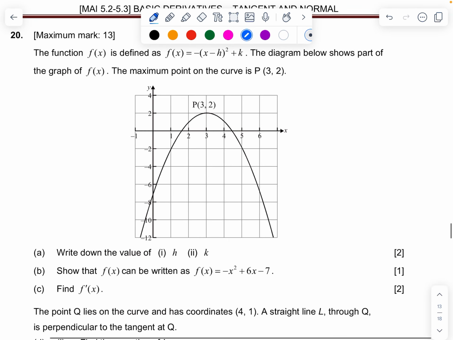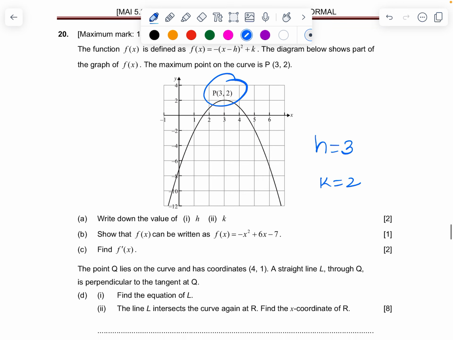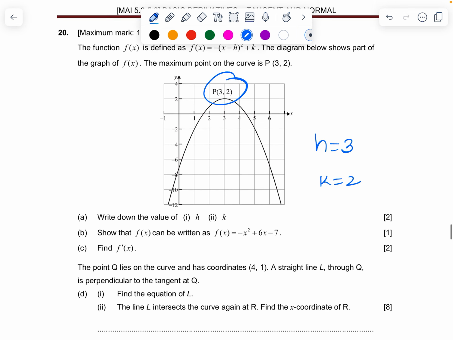Question number 20. The function f of x is defined by this. Find the values of h and k. So h equals 3 and k equals 2. The vertex will become the h and k. Show that f of x can be written like this.